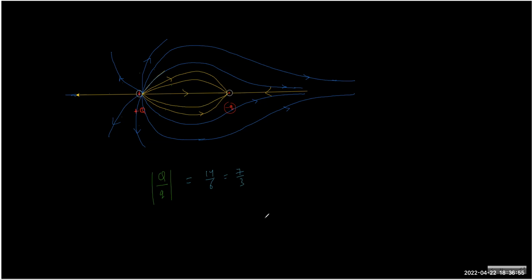Understood? Okay. So which charge is smaller? The minus q, right? So the electric field will be zero near which region?